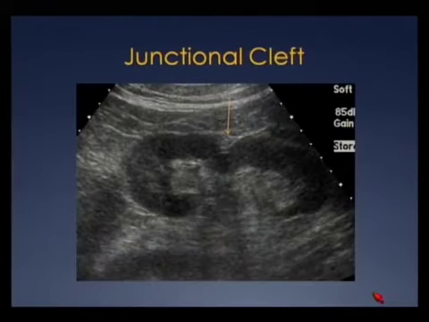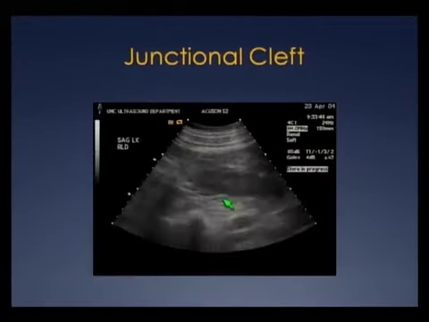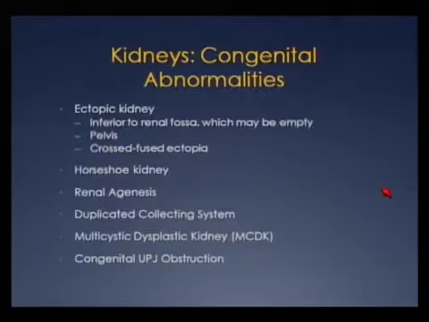Here's another example of a junctional cleft, just a little bit different from the one that Dr. Vosi showed earlier. This is not a duplicated collecting system. We see the full renal sinus fat that's not interrupted.